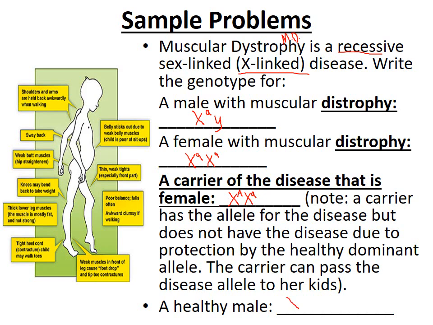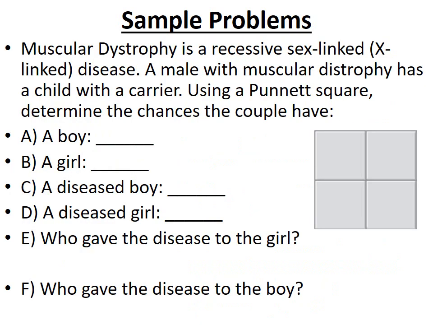A healthy male would have to have the dominant allele, X big A, and then Y. So you should be able to practice genotype writing based on phenotypes, based on what type of sex-linked characteristic you have. So we'll do a few sample problems together here.